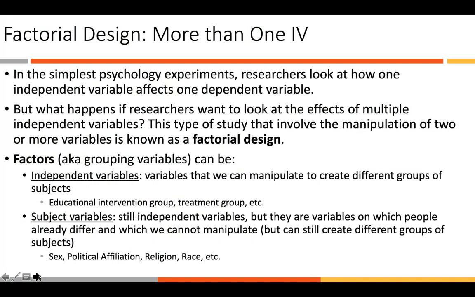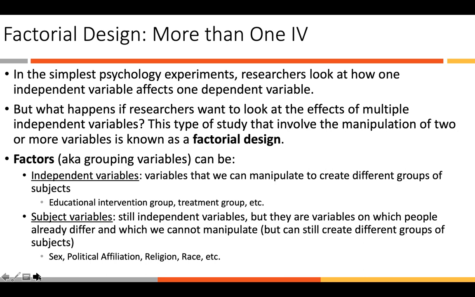Well, a factorial design is the focus of this chapter, which means this is an experimental design with more than one independent variable. Now, let's quickly refresh the difference between an independent and a dependent variable. The independent variable is our grouping variable or our manipulated variable. It's the thing that makes people or our subjects differ from one another that we suspect is causing a change in our outcome, our dependent variable.